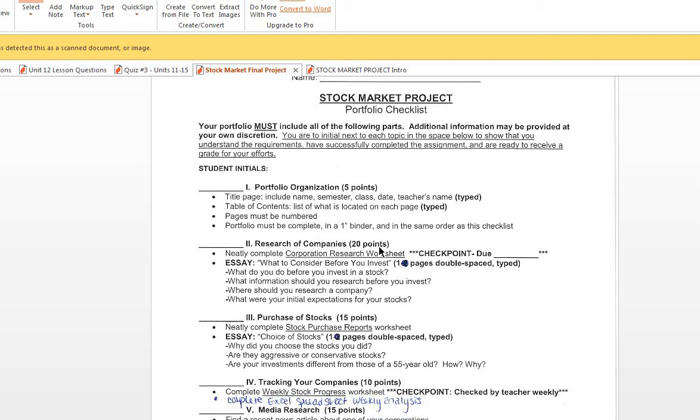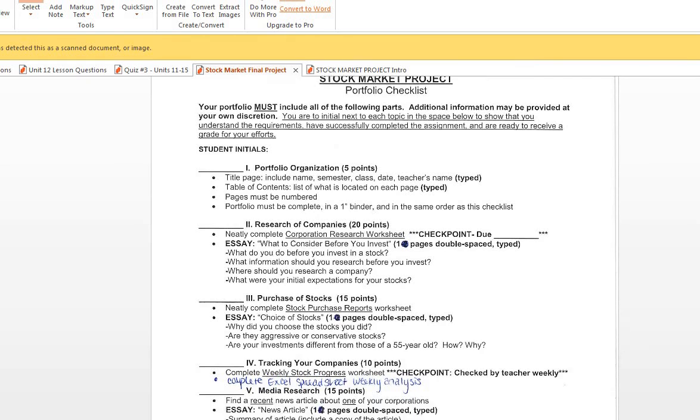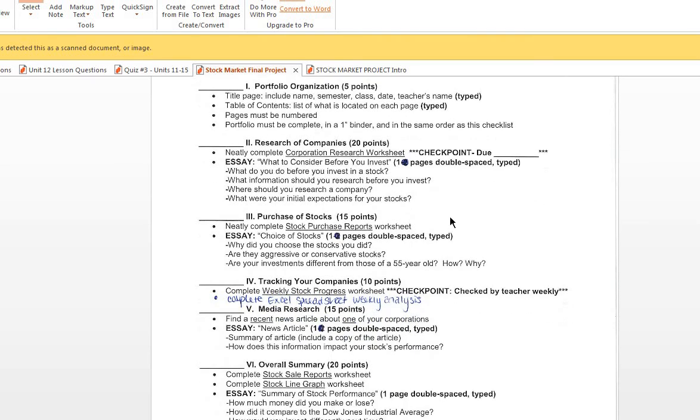Keep in mind, focus especially on the ones that are worth a lot of points. That's there for your benefit so that you know what to focus on. The purchase of stocks requires another essay, not just completing the worksheet, but writing an essay that goes behind why you chose them.